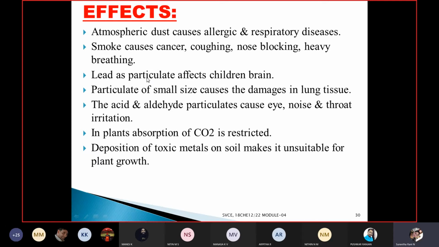Because particulate matter increases in the atmosphere, it affects the respiratory system. Because of that you can get cancer, cough, nose blocking, and heavy breathing. Children's brains especially get affected because of the size of the particle, and it also damages the lung tissue, and causes irritation in the eye, nose, and throat, and it restricts the plants' absorption of carbon dioxide, which restricts their growth. So not only the human system, the plants are also affected by particulate matter.